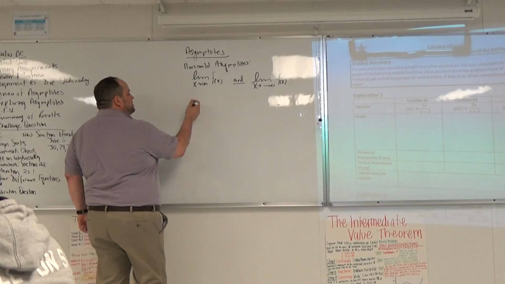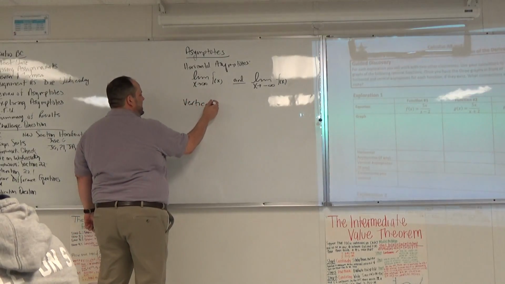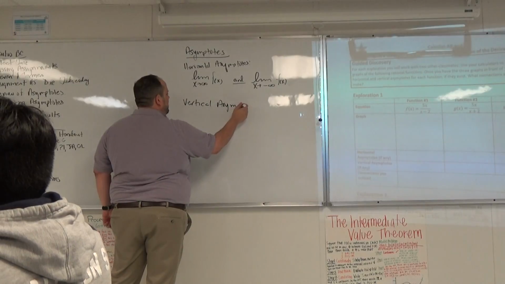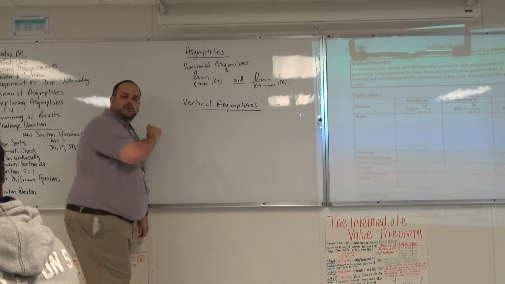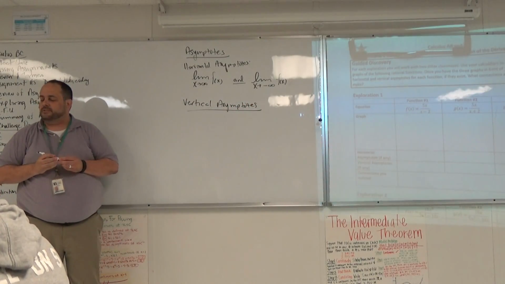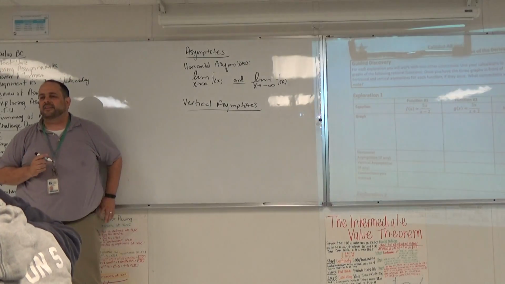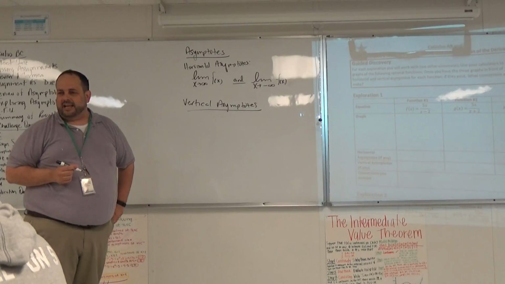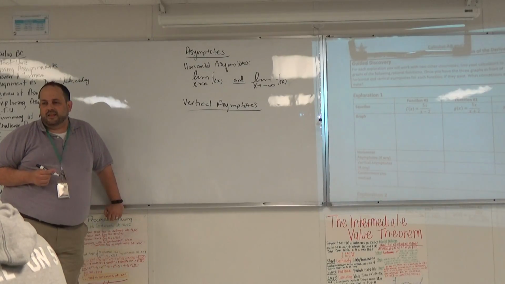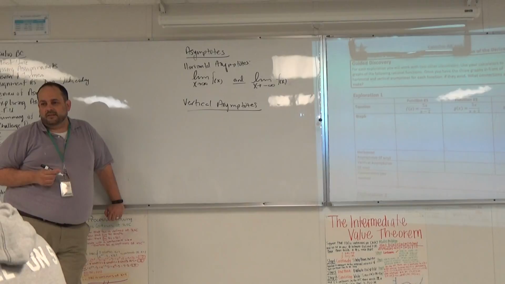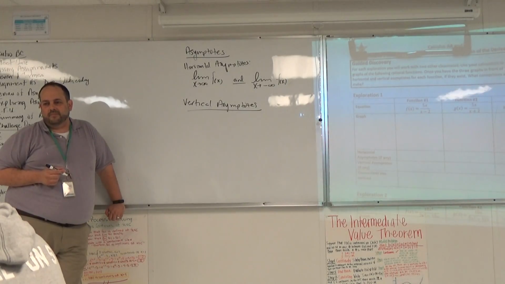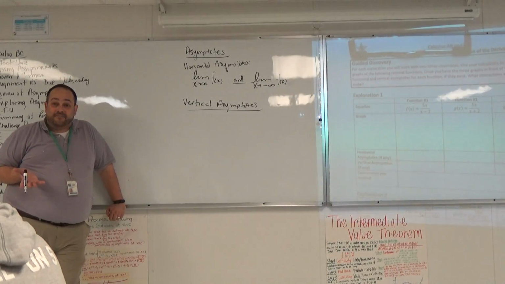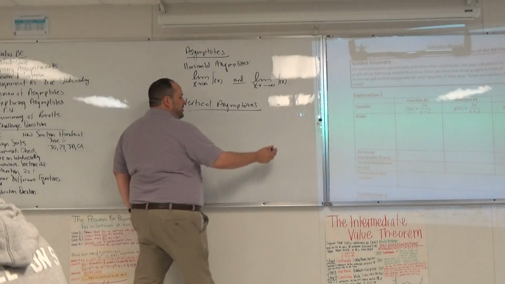Okay, vertical asymptotes. How do we begin looking for vertical asymptotes? Myra, or just give me your definition of a vertical asymptote. If the limit of f of x as x approaches k equals infinity, or the limit of f of x as x approaches k equals negative infinity, then the line x equals k is a vertical asymptote. Your definition sounds so much like my definition.